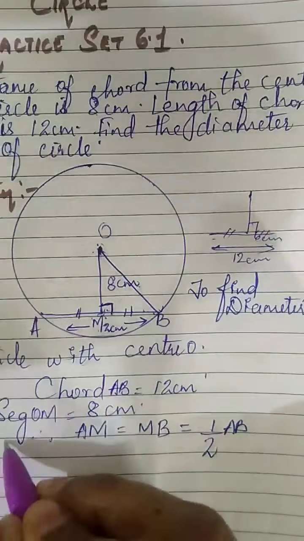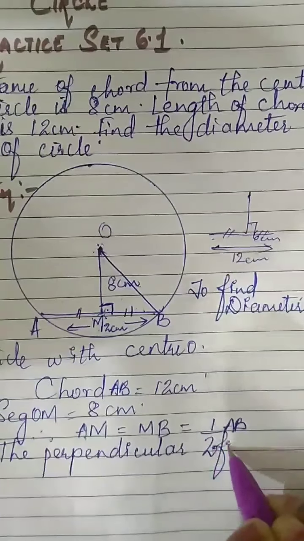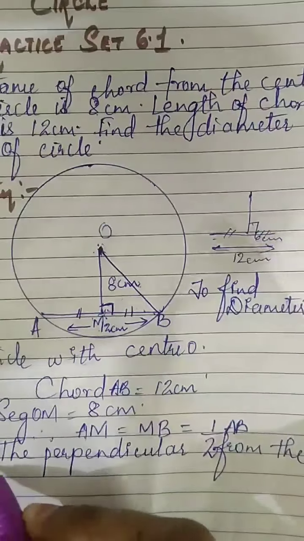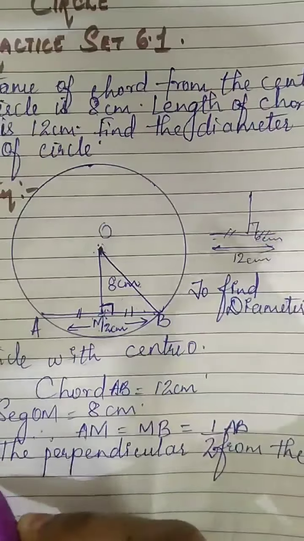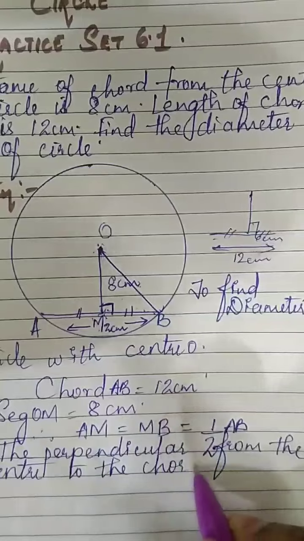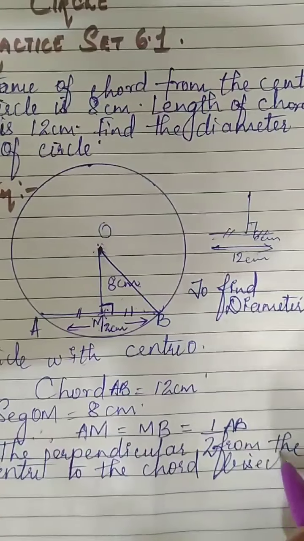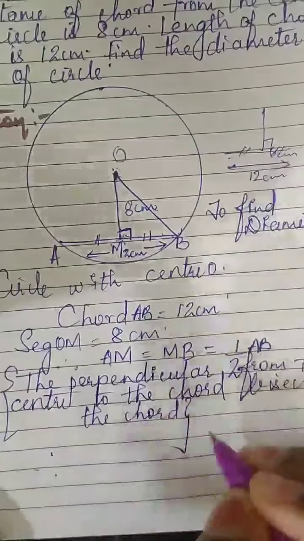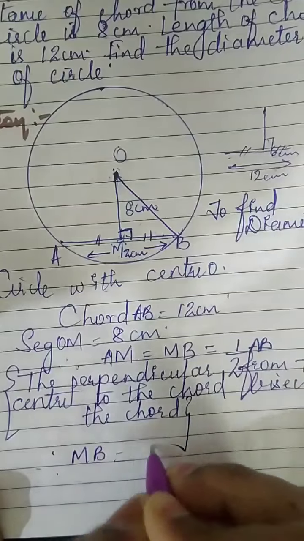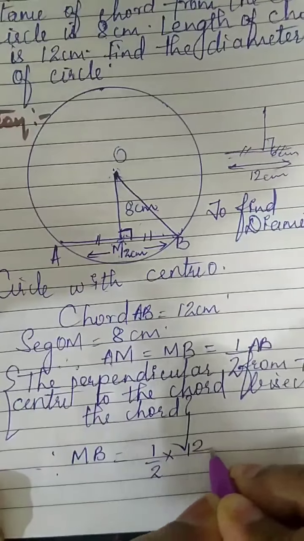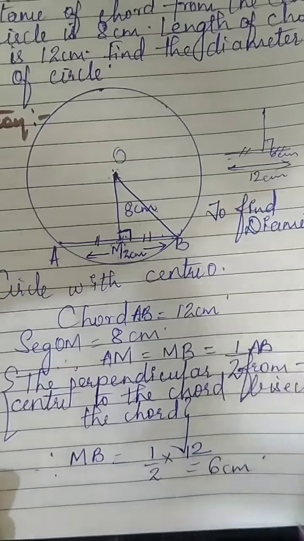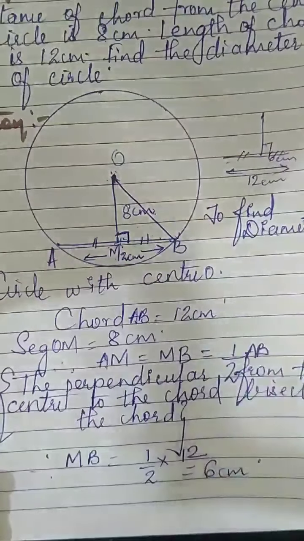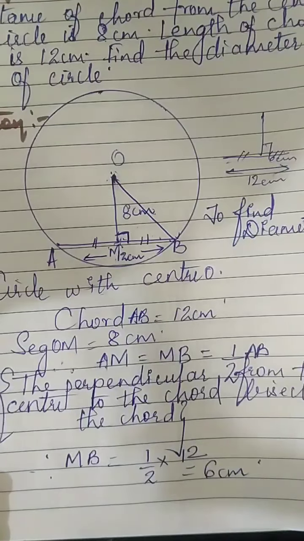The perpendicular from the center to the chord bisects the chord. This statement you have to write. Therefore, how much will be MB? MB is equal to half into 12, half of 12, which is equal to 6 centimeter. So MB we got 6 centimeter. Okay. So therefore MB is equal to 6 centimeter.